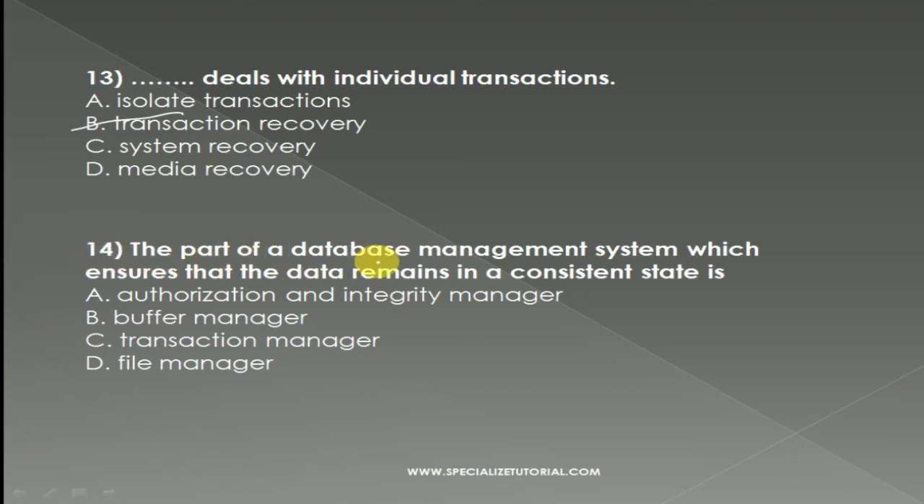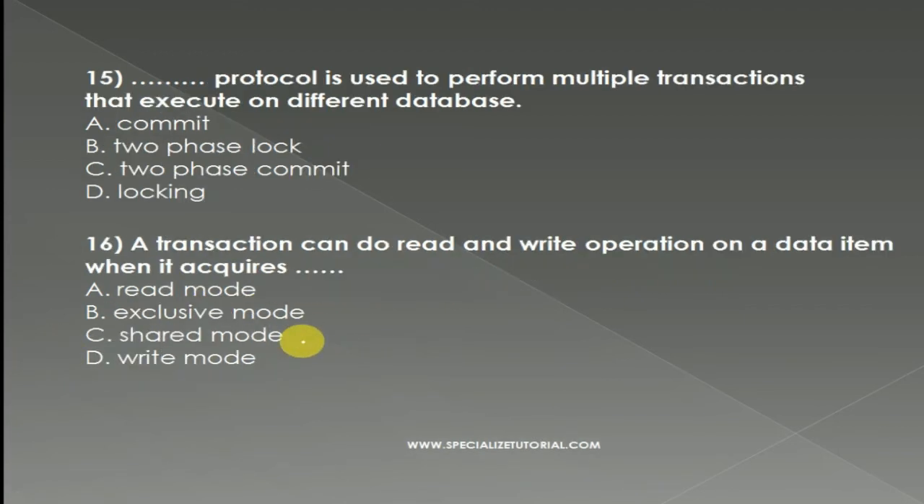The part of the database management system which ensures that the data remain in a consistent state is: authorization and integrity manager, buffer manager, transaction manager, and file manager. So obviously we go with the transaction manager, the part of the database management system which ensures that the data remain in a consistent state. C is the right answer. Now take question number 15.